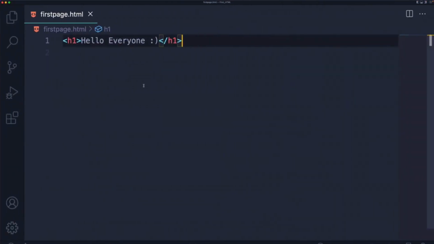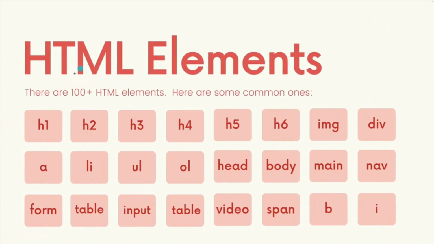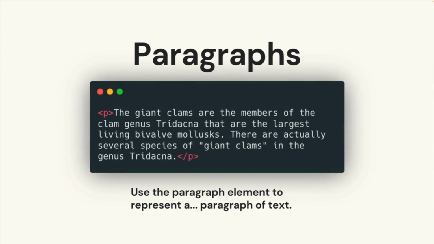So the element that we made, or at least that I made, is called the H1, and it is a heading. We're going to talk more about headings in a bit, but that is one example of an element. The next one that we're going to learn is called the paragraph. So the paragraph is used to designate a paragraph of text. That's pretty much it. It's very simple, and it will add a little spacing around our text so that it looks like a paragraph.